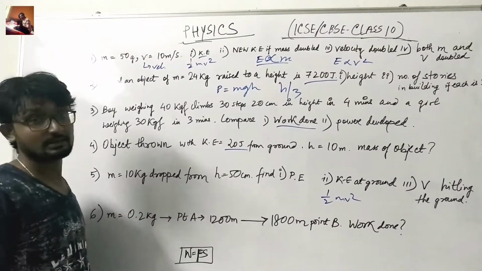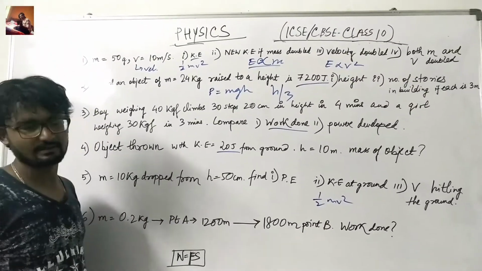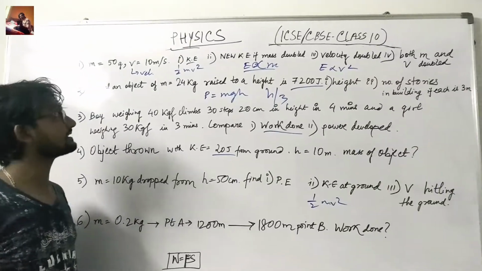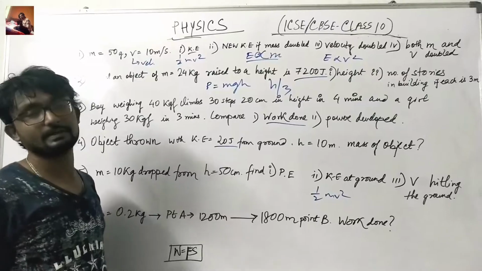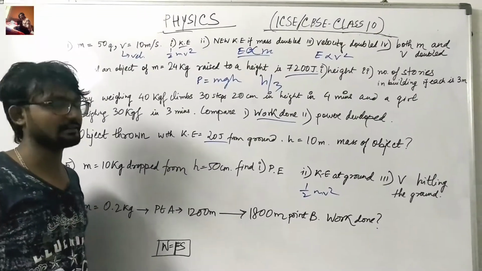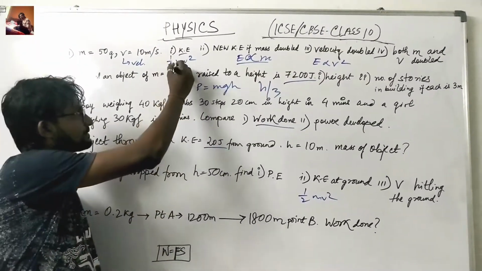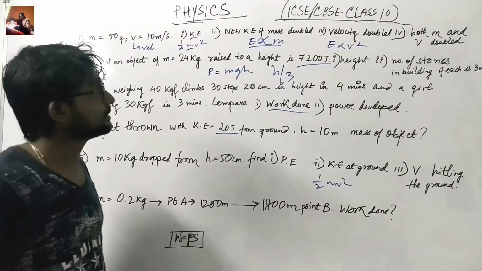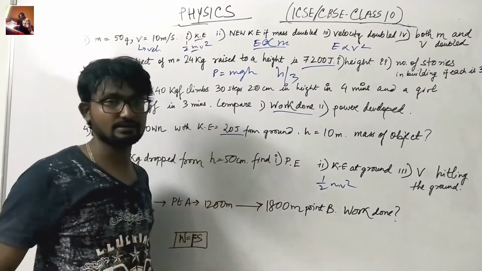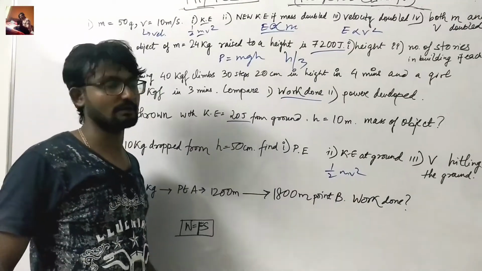So number one, the question was the mass. If the mass is 50 gram and the velocity is 10 meter per second, what will be the initial kinetic energy? You can calculate by using this formula, half mv square, and the new KE if mass is doubled. So if the mass is being doubled, what will be the new KE?